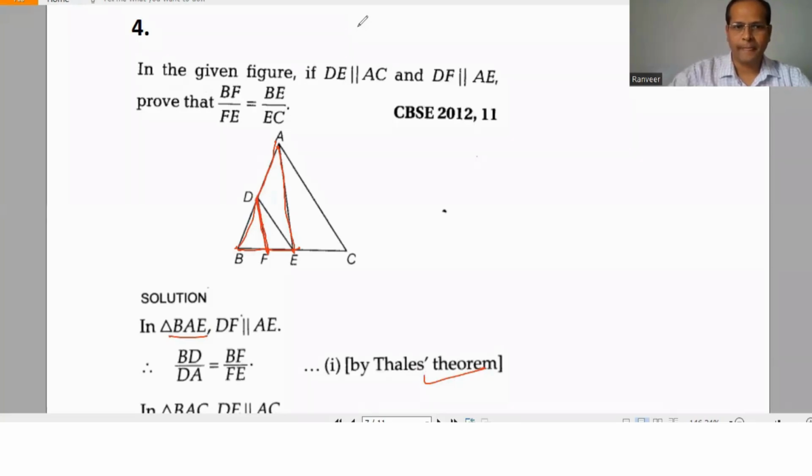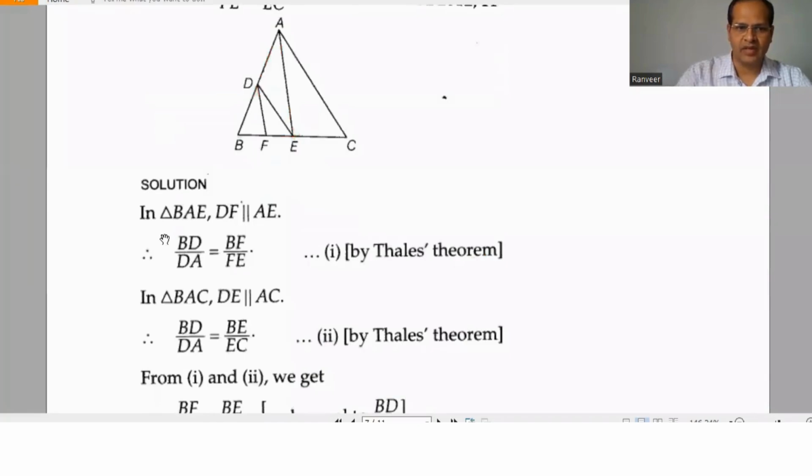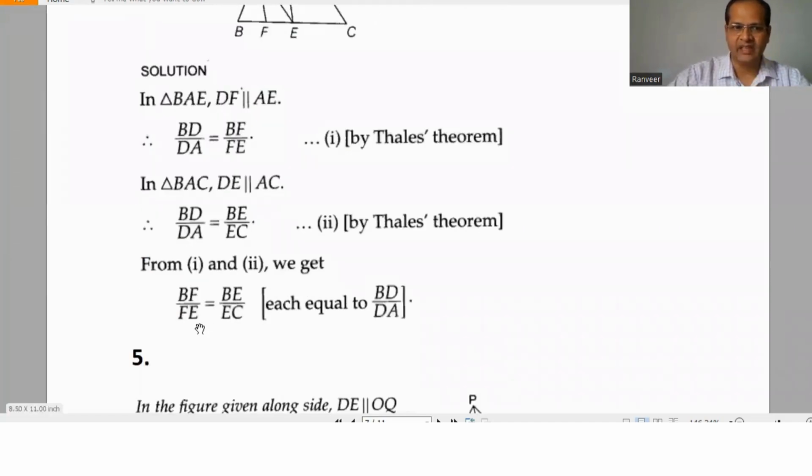Now the next condition is given: DE is parallel to AC. So if this is parallel, then we can write BD by DA equal to BE by EC. This is theorem 2. From the first and second, we see the left hand side value is equal. So from first and second, we can write the right hand side, that is DF by FE equal to BE by EC. So this is the value.